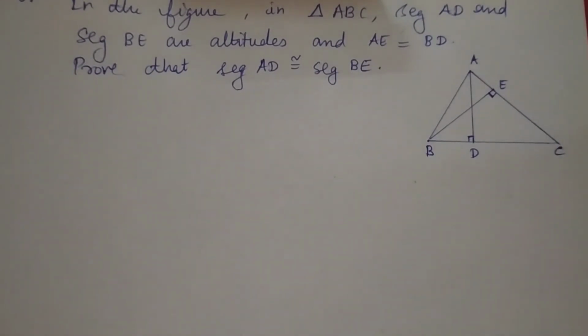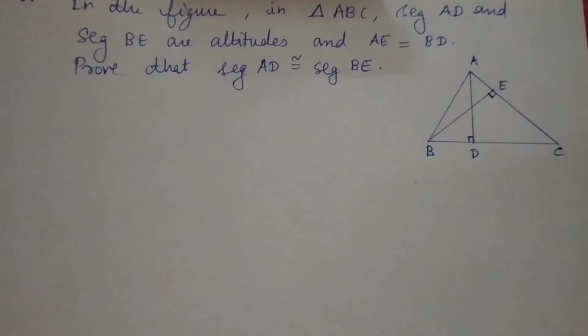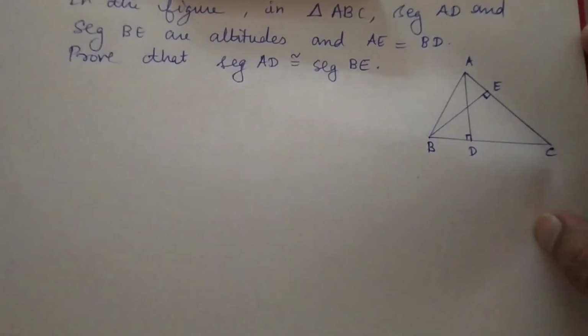In the figure, in triangle ABC, seg AD and BE are the altitudes. Altitudes are the height of the triangles normally, and altitudes are always perpendicular. So because of this, the angles are 90 degrees. Okay, so they are perpendicular.